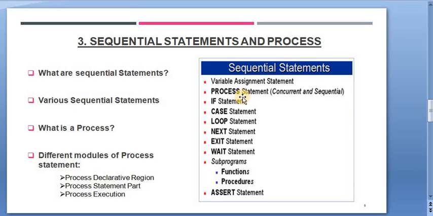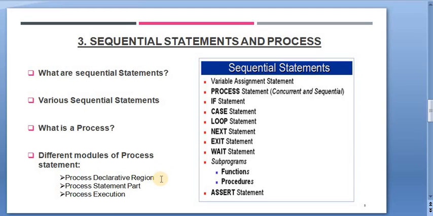Now the very important question is, what are the different modules of these process statements? Well, there are three basic modules of process statements as you see on the slide. These are process declaration region, process statement part, and process execution. The process declaration says that it is the process declarative part.